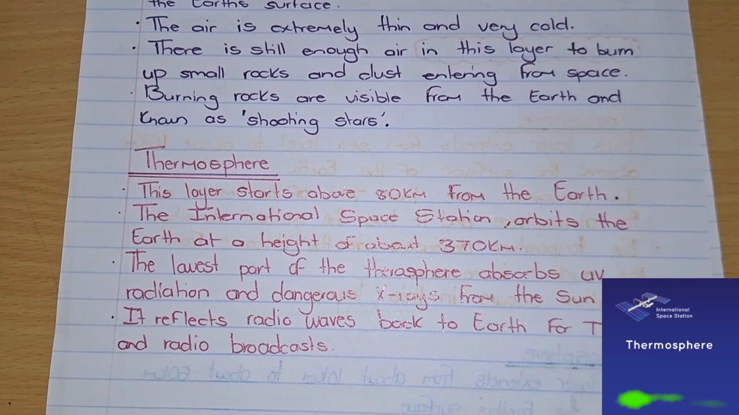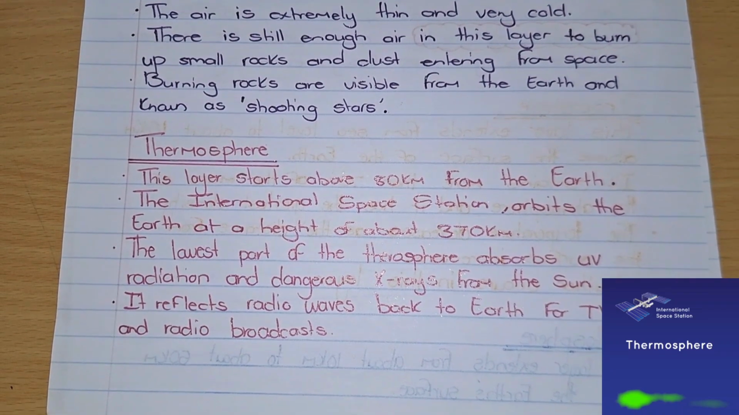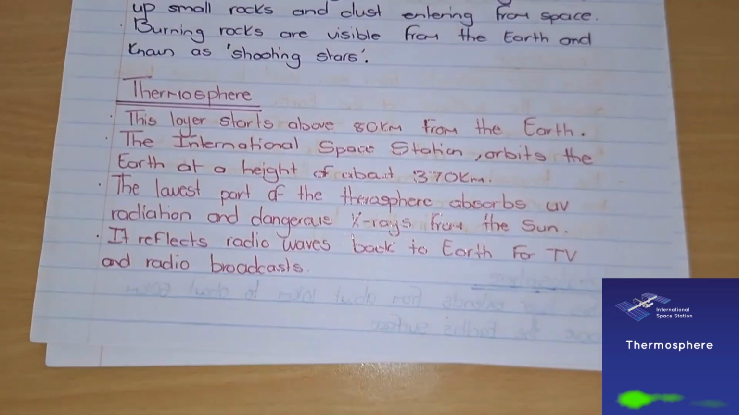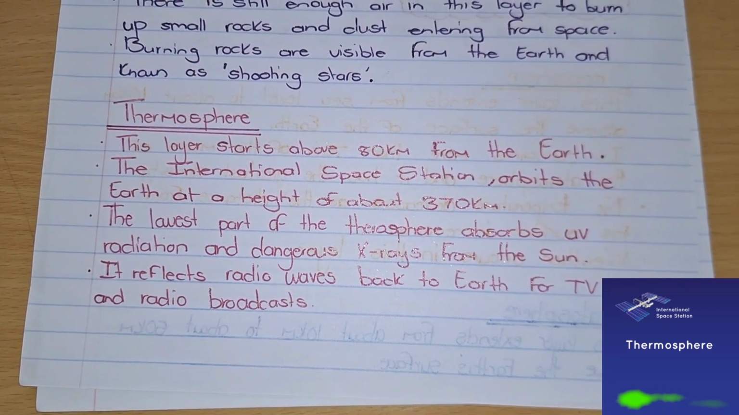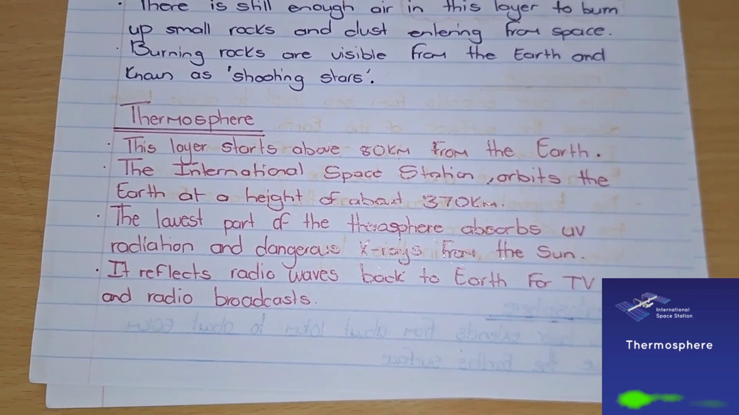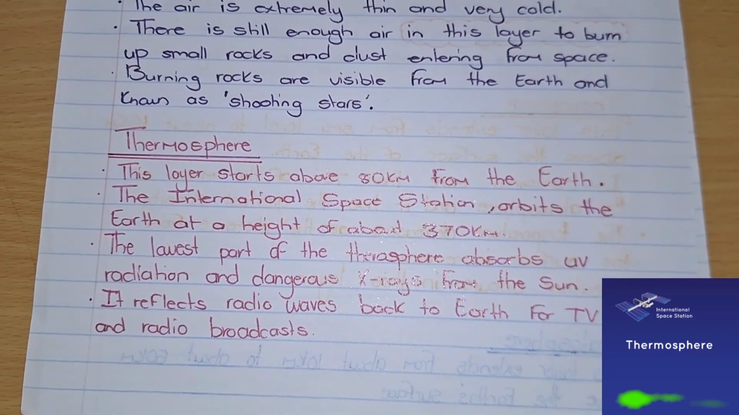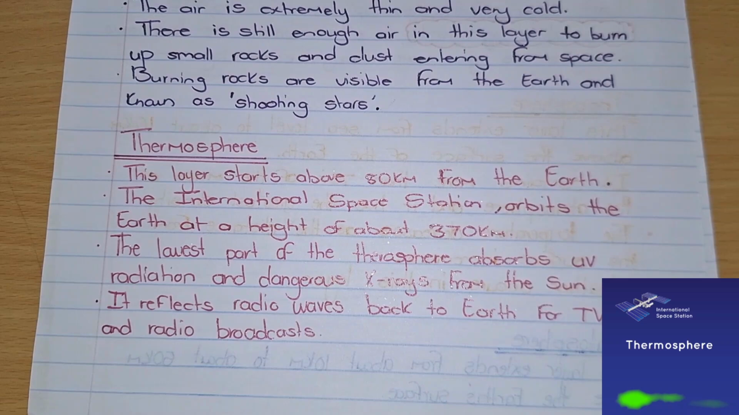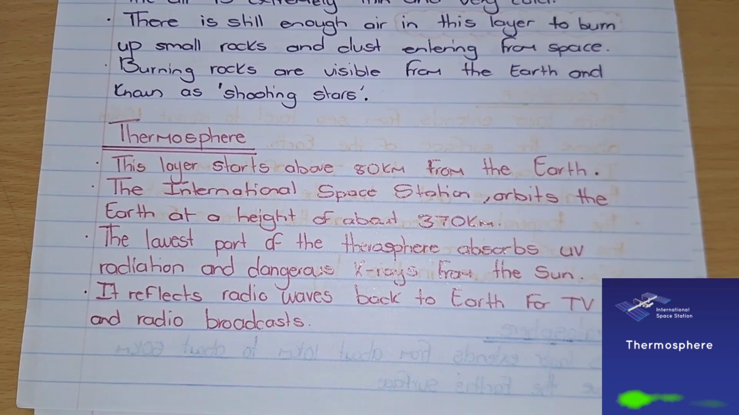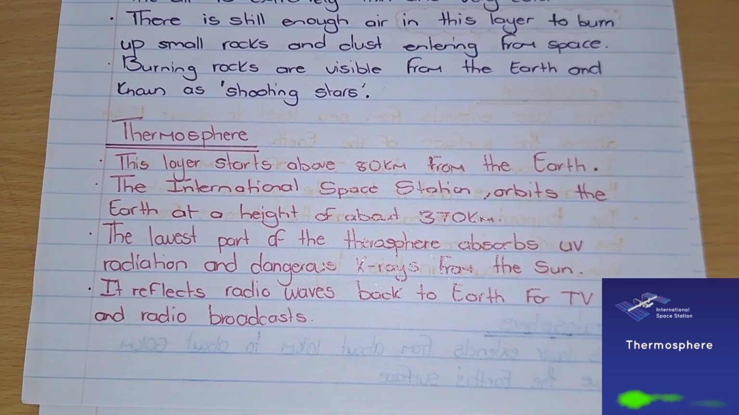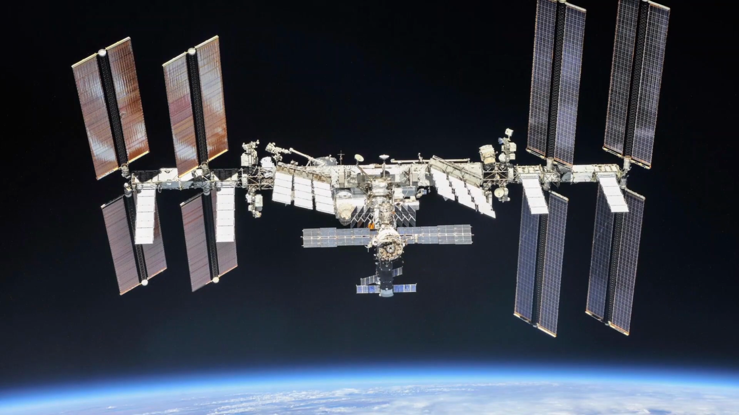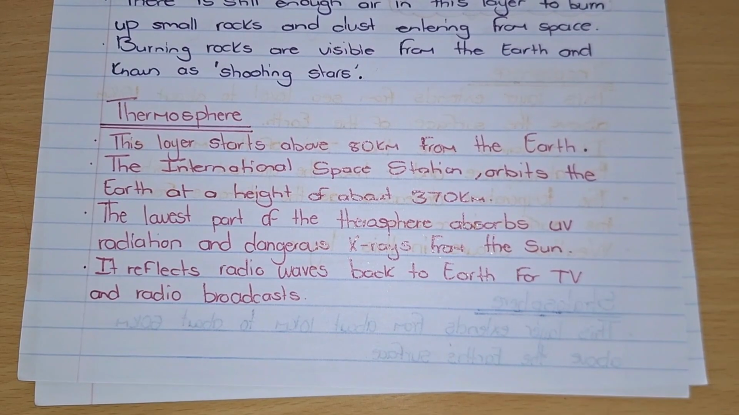Then the lowest part of the thermosphere absorbs UV radiation and dangerous X-rays from the sun. Like we said, what happens in the stratosphere also happens here, but more intense. Why? Because it is closer to the sun, closer to outer space, though this is not scientifically precise. And it reflects radio waves back to Earth for TV and radio broadcasts. So this is where all your satellites are. I'm also going to attach images of satellites so you can see what they look like, not just the ISS.